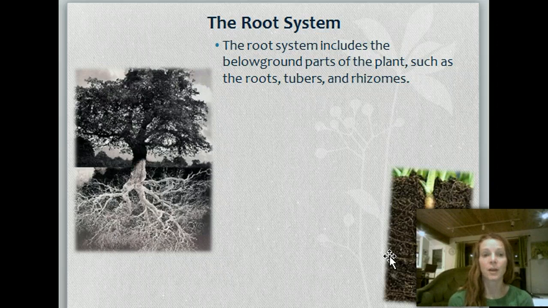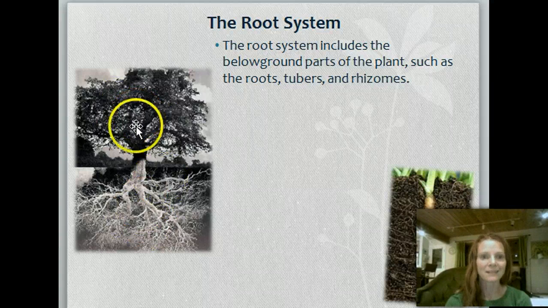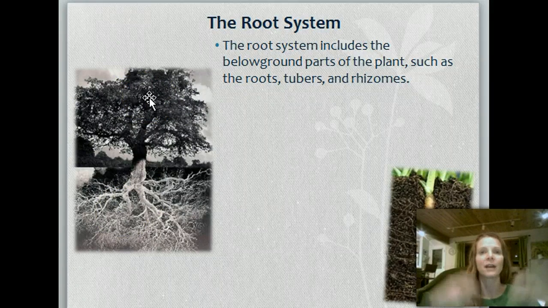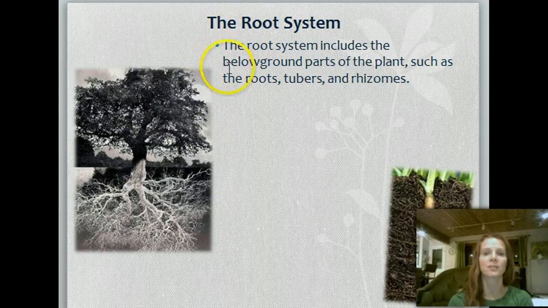Here's the other system, the root system. I thought this was a really cool picture, by the way. This is actually just a negative of this tree, but this is really what the root system would look like of a huge tree like that. It is a very, very vast system, as much as the shoot system. The root system is pretty much the same thing, but underground. So the root system includes the below ground parts of the plant, such as the roots, tubers, and rhizomes, okay?